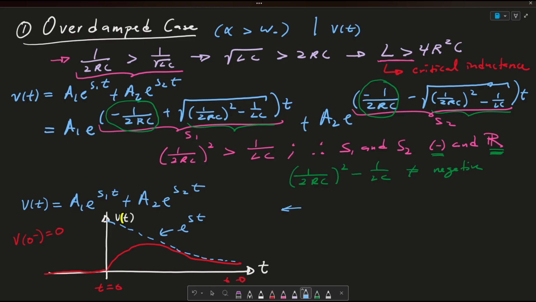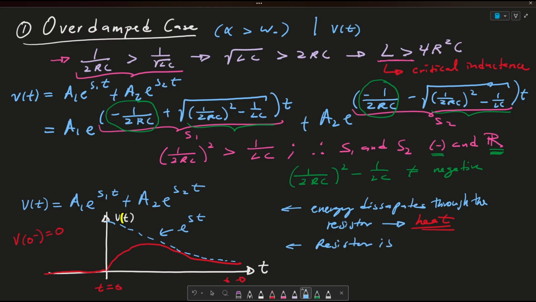For this case, a couple of things we can note is that energy dissipates through the resistor. We talked about this in the previous video, but it dissipates through the resistor as heat. And for this case, we say that the resistor value is low. All right, because remember in that parallel circuit, if this resistor here is a low resistance, current is going to want to dissipate through it in this direction.